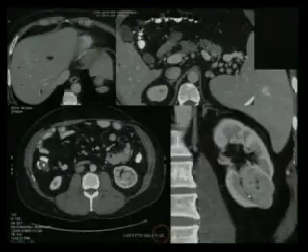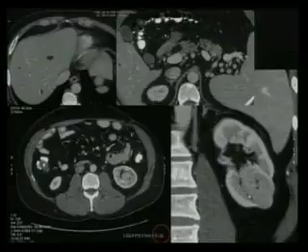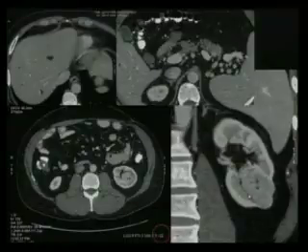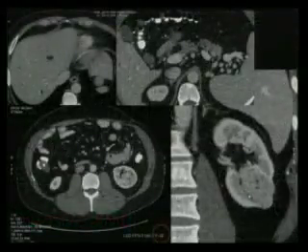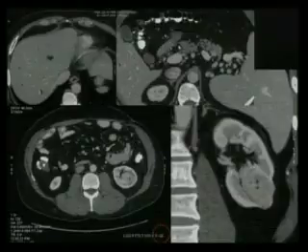Another case with tuberous sclerosis. In this case, we have the angiomyolipoma and also multiple lesions in the liver consistent with lipomas. Also a lesion in the proximal pancreas.